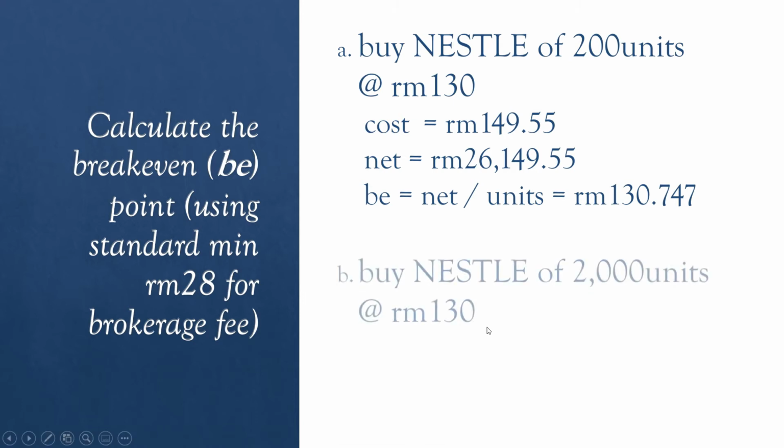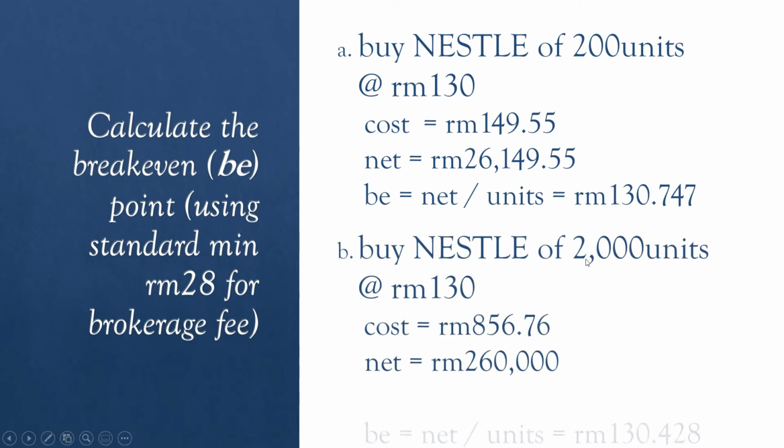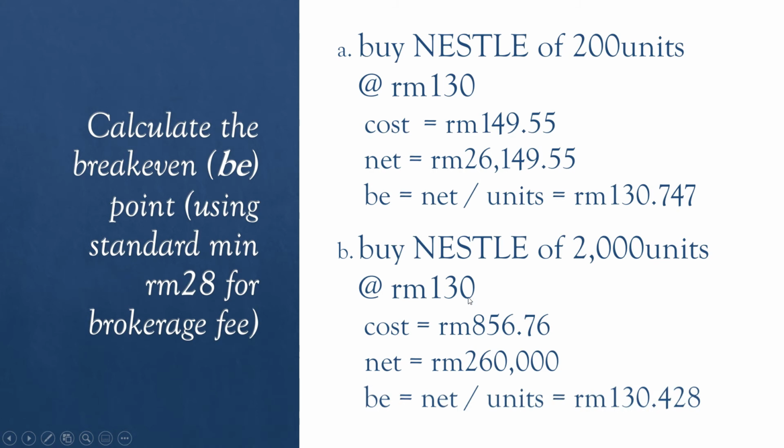Next, let's see if we buy Nestle of 2,000 units at 130. Sama juga, to show you the comparison from units. So your cost will become RM856.76 and your net will become RM260,000. So your break-even point equals net divided by units. Your net RM260,000 divided by total units of 2,000 units. You will get your break-even point of 130.428.